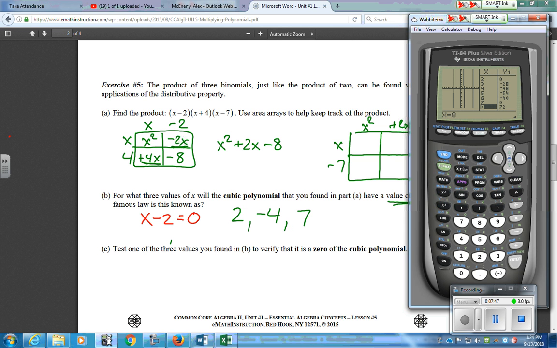And it says here to test one of these 3 values, all you really would have to do is plug in any one of these 3 numbers into the expression at the top. So if you plugged in 2's into all of these and wrote it into the calculator, you should get an answer of 0. Alright? So hopefully that helped, and if you have any questions, please ask me in class.